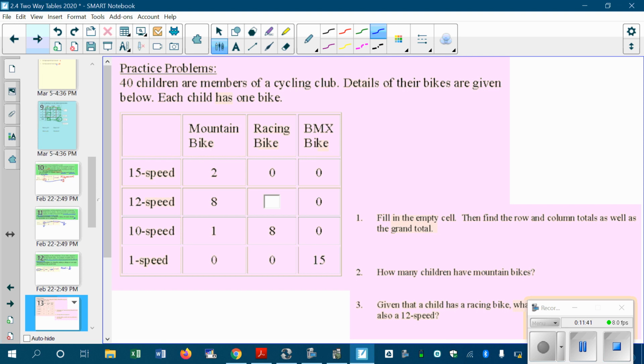For this first one, you are going to have to figure out this cell. And to do that, notice that it says that there are 40 children. Each child has 1 bike. So there's 40 bikes, 40 kids, okay? Same thing. It's not like someone owns 2 bikes and that's tricky or something. So first figure out that missing cell, answer the questions, do the other 2 problems, and then we'll just come back and go through answers. Pause.